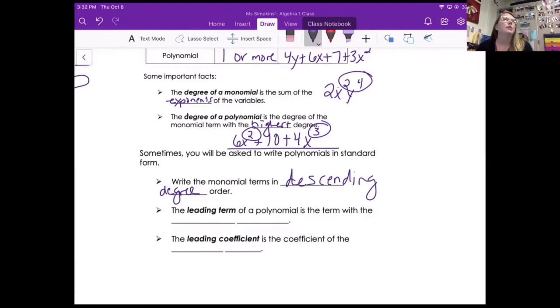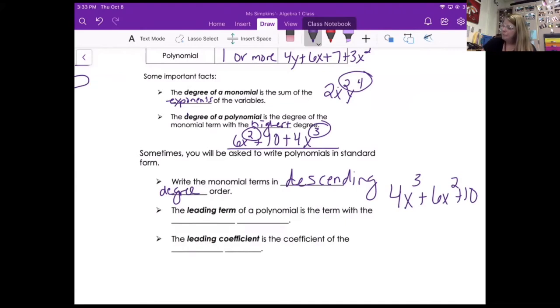If I was asking you to write it in standard form, what is the highest exponent? 3. So we would write that term first, 4x to the 3rd. What's the next highest exponent? 2. So we would write that term next, plus 6x squared. And then obviously constants would go last, so plus 10. That is considered standard form. So start with the biggest exponent and write them in order until you get to the smallest exponent.